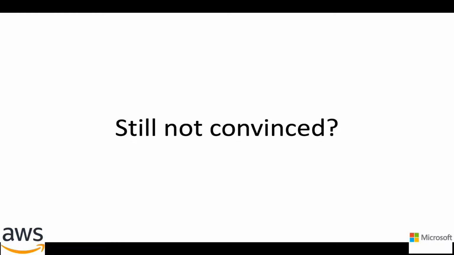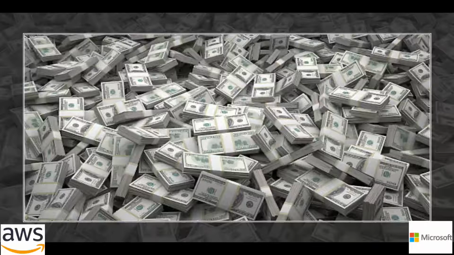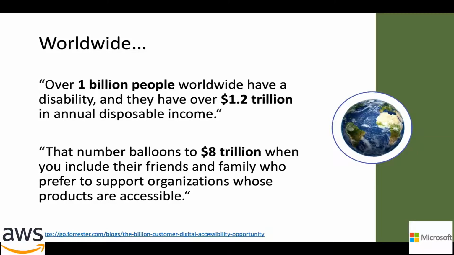Well, fine. How about a big old fat pile of cash? Well, didn't think I was going to go there, did you? Capitalism sometimes rules. But worldwide, over 1 billion people are considered to have a disability and would have accessible needs. And they have over 1.2 trillion in annual disposable income. That number balloons to 8 trillion. And you can see the source of this is from Forrester at the bottom of this slide. This is a lot of money.